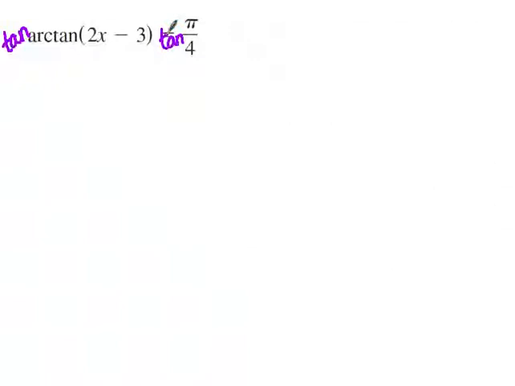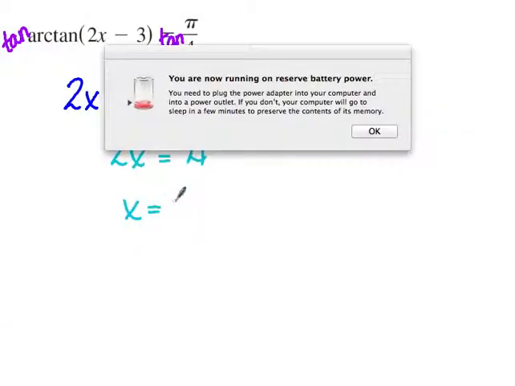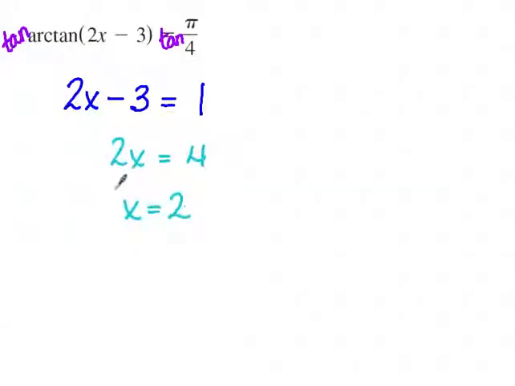On the left side, your tangent and arctangent cancel. And what will that leave you with? 2x minus 3. On the right side, I need to evaluate tangent of pi over 4. Tangent of pi over 4 is 1. So now all I need to do is solve that equation for x, and I'm done. So you should get 2x equals 4. X equals 2. That's all you do.